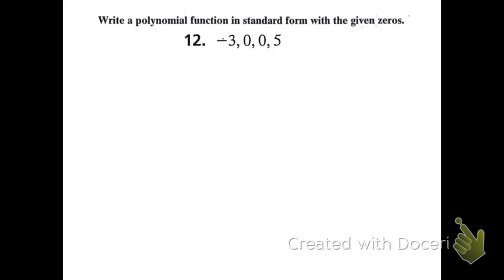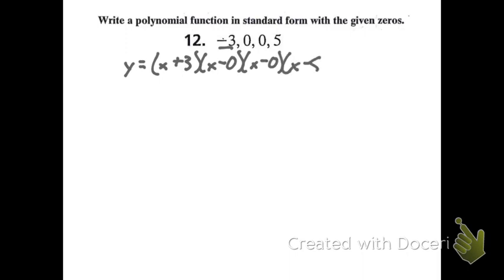Next up, this one's not going to be bad at all. Now, I'm going to put y equals here. Now, once again, if we have negative 3, that comes from x plus 3. If I have 0, that comes from x minus 0. Sure. And then another x minus 0. And then x minus 5.